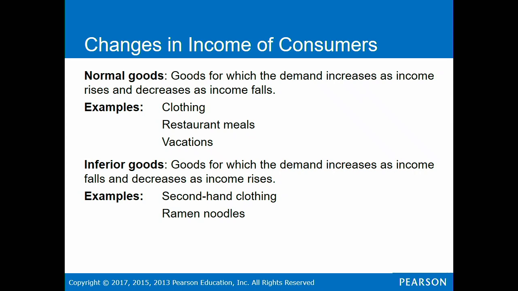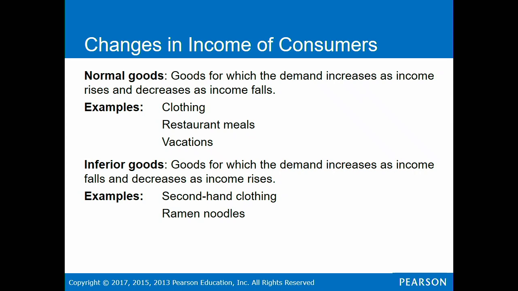Now there's two types of goods. There's normal goods. Those are goods for which the demand increases as income increases and decreases when income falls. This is like just about any product you buy. So clothing, eating out in restaurants, vacations. The more money you make, the more income you have, the more you're gonna be willing to buy. When you graduate college, you get a job, you're gonna buy more of these types of products than you do now as a college student without a job or only working part-time.